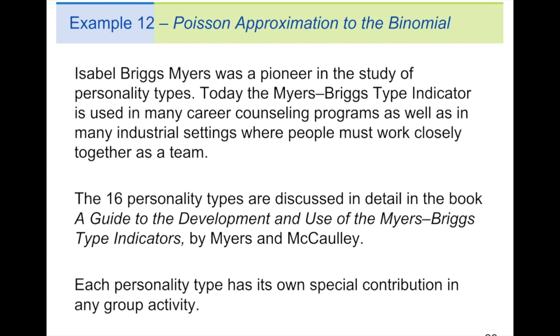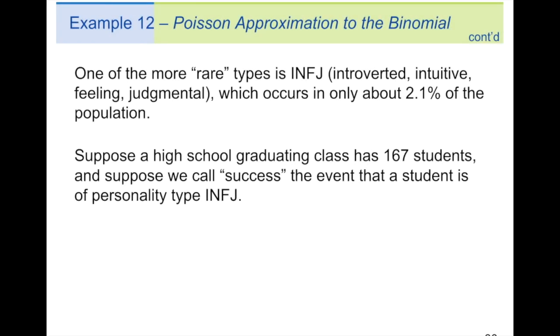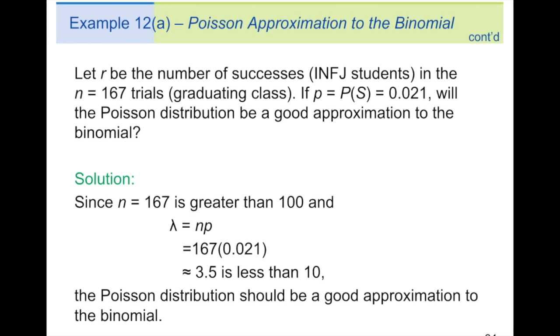Each personality type has its own special contribution in any group activity. One of the more rare types is INFJ: introverted, intuitive, feeling, judgmental, which occurs in only about 2.1% of the population. Suppose a high school graduating class has 167 students, and suppose we call success the event that a student is of personality type INFJ.